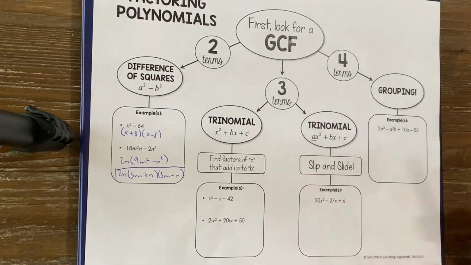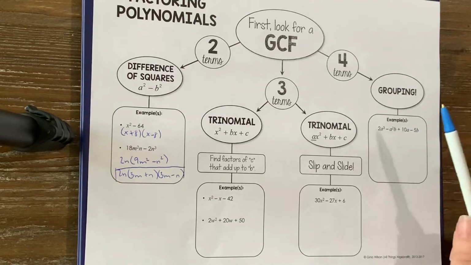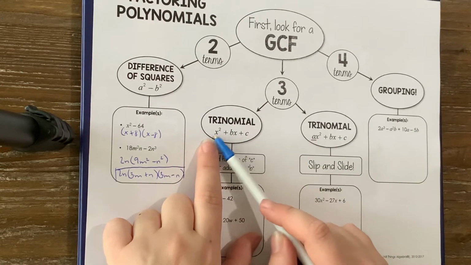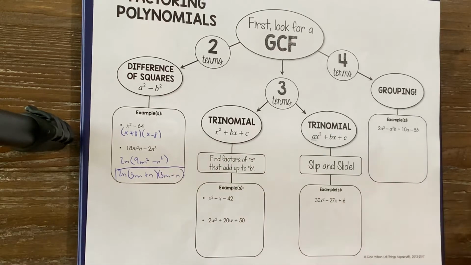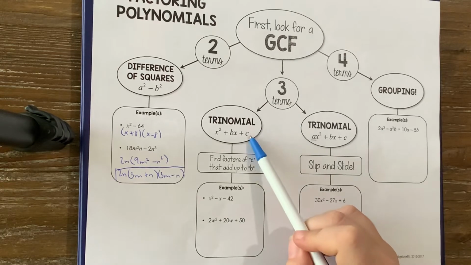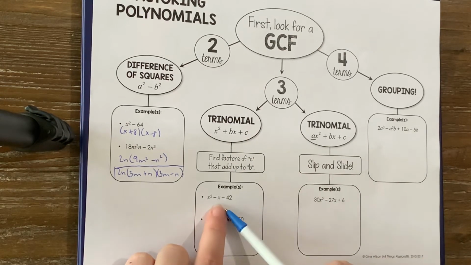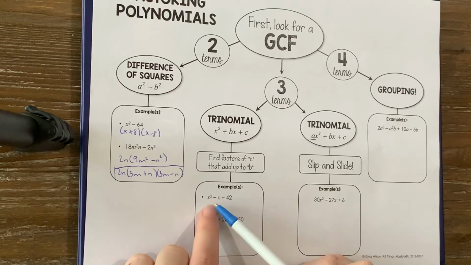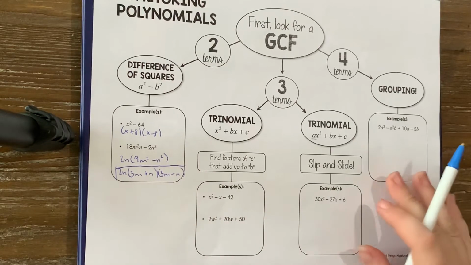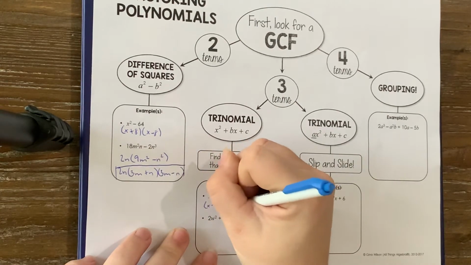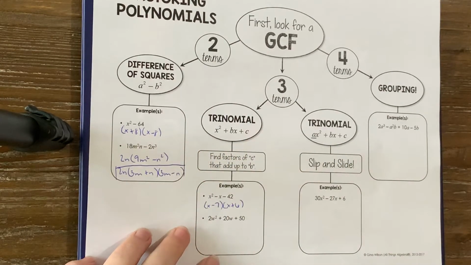Okay, if it's 3 terms, if it's a trinomial where it does not have a number in front of the x squared right here, then you just do basic factoring. So you find what numbers multiply to give you your c and add together to give you your b. So on this first example, what multiplies to give you negative 42 and adds together to give you negative 1 is negative 7 and 6. So you just say x minus 7, x plus 6.